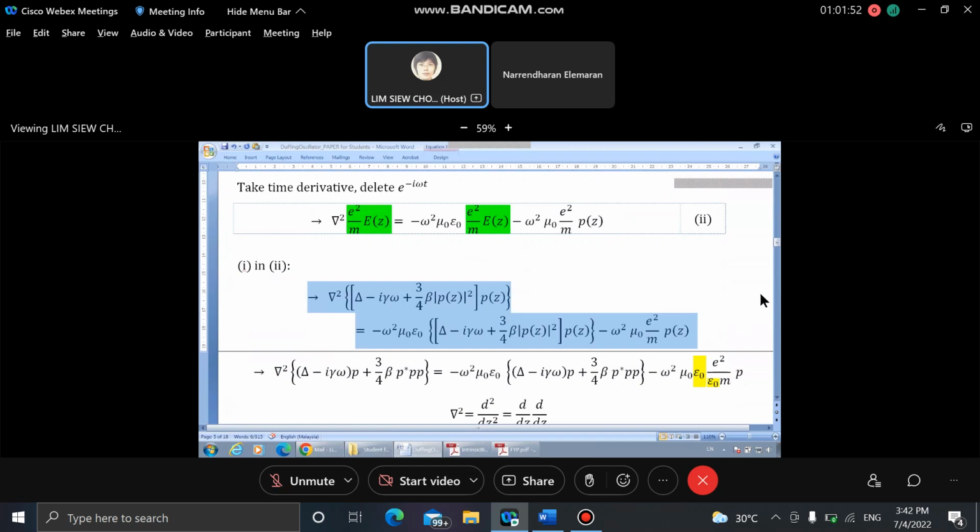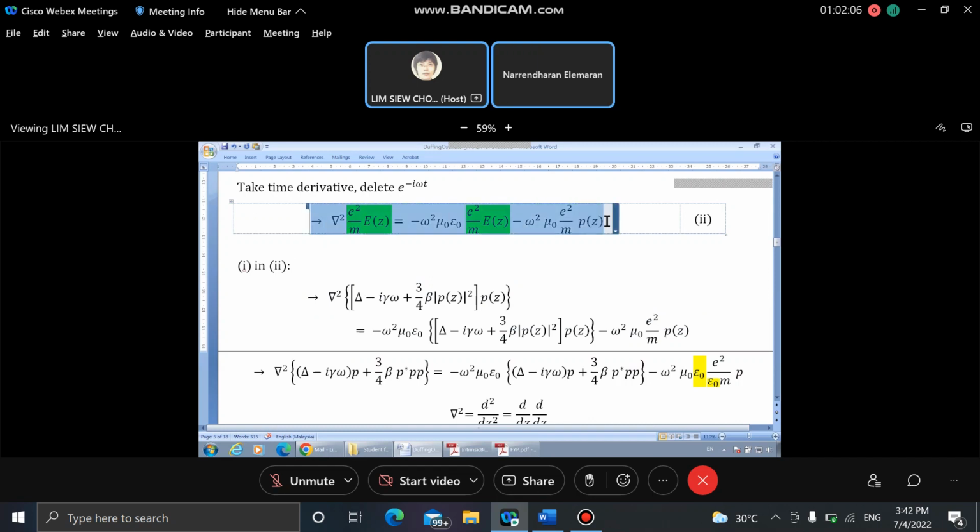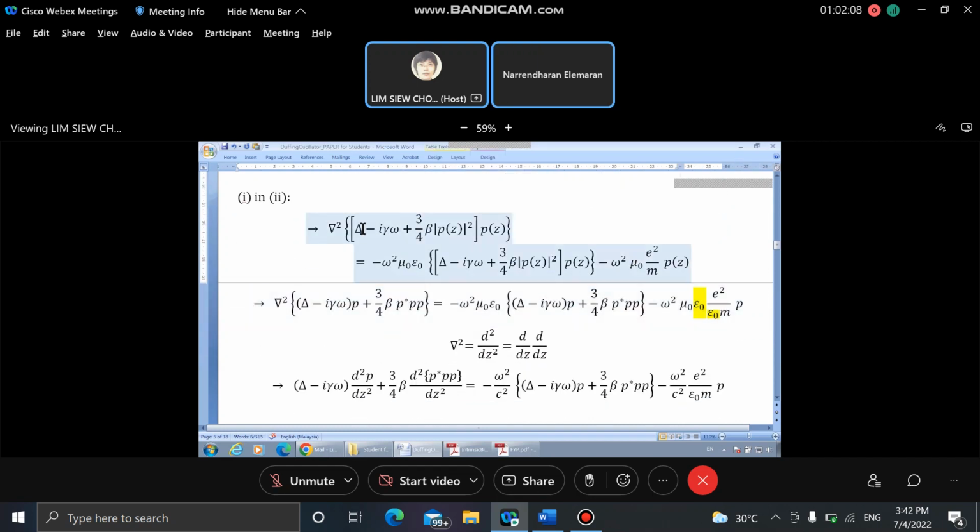Because all the way I managed to follow the books and also the standard derivation of the wave equation. I just play with the wave equation. I do nothing new. Okay. So this is our main result, and after this, just play around with this.